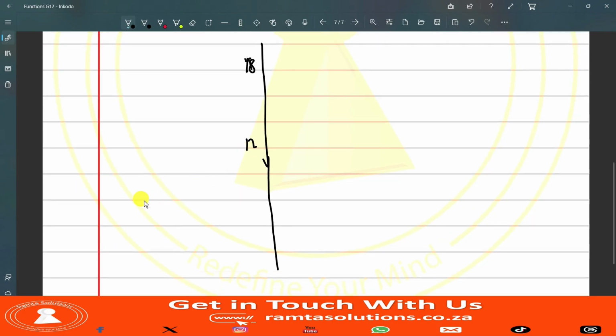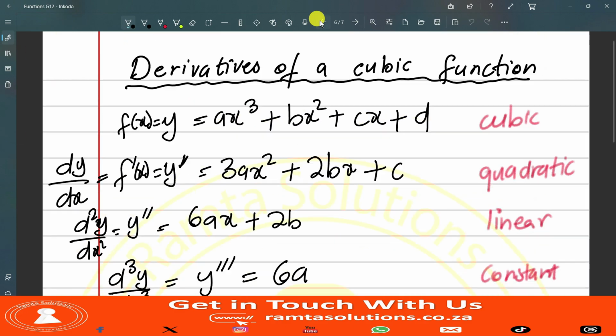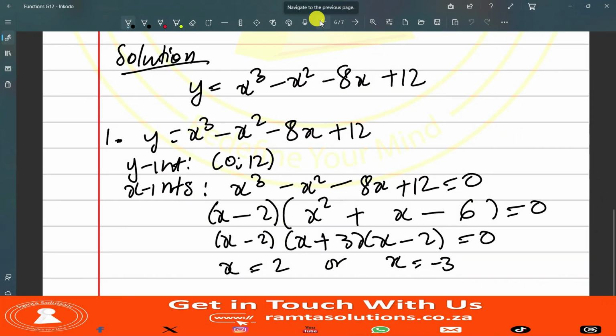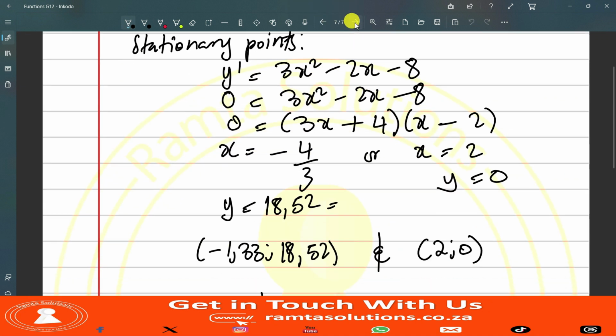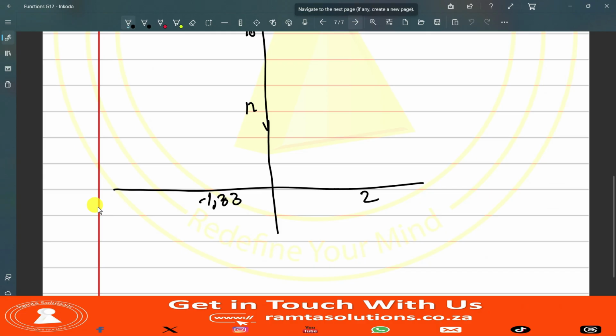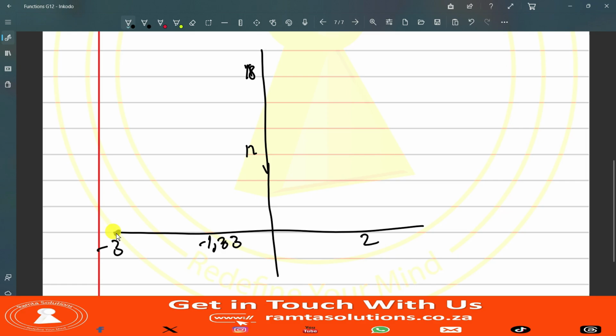Okay, and then I'm going to have a line here. Then, remember we had 1 comma whatever, or negative 1 comma 33. We had a 2 somewhere there. And then we also had, let's go back to check our x-intercepts. The y-intercept was 12 and the other one was x equals negative 3. Good. X equals negative 3 will be here. Now we are good. So here is the x-intercept and here is another x-intercept.